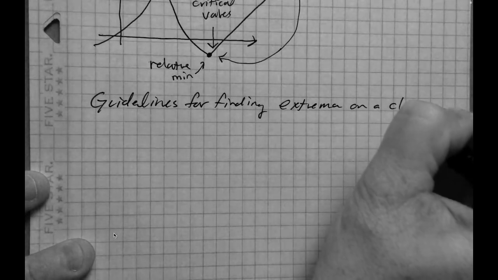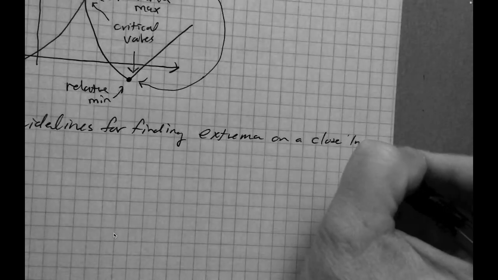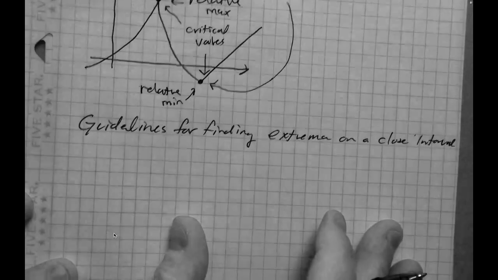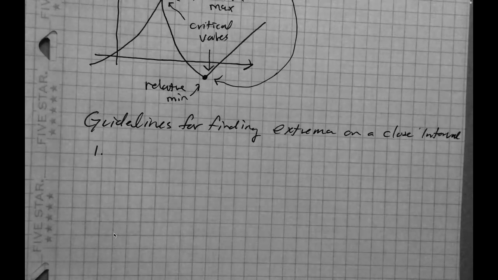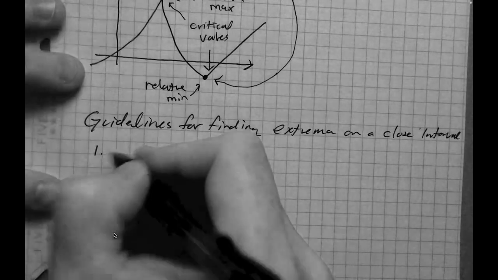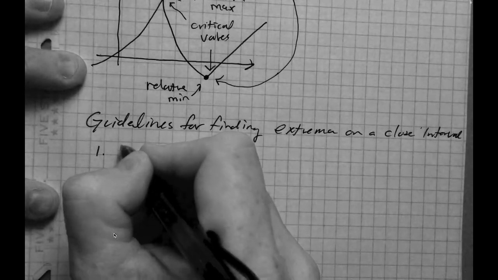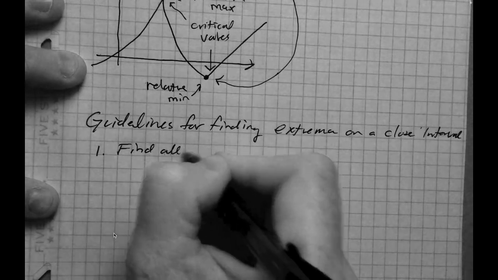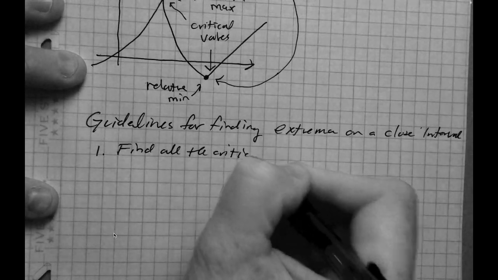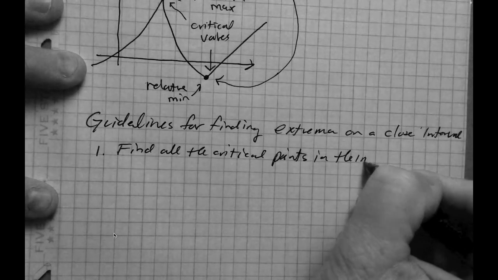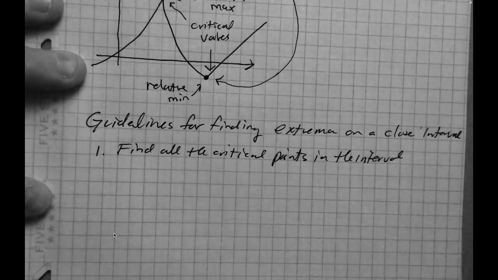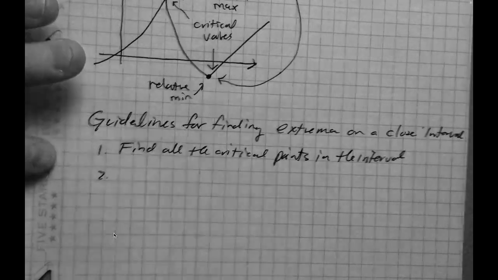On a closed interval. Okay, so step one. For step one, the first thing you're going to want to do is, you've got an interval, find the critical numbers, or find all of the critical points in the interval. Okay, so find all the critical points in the interval.